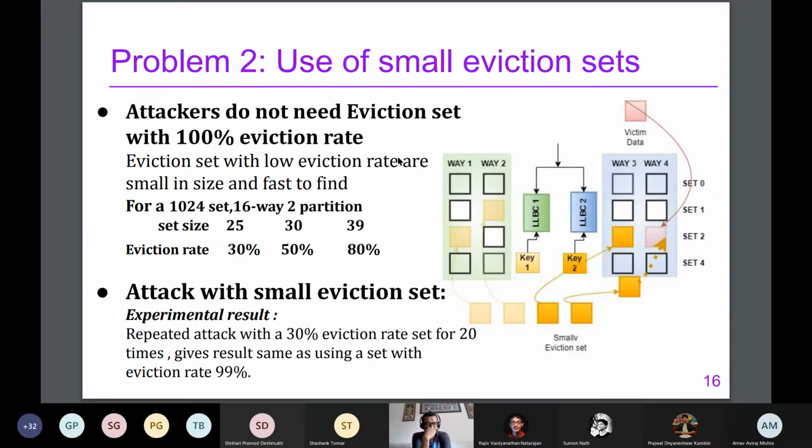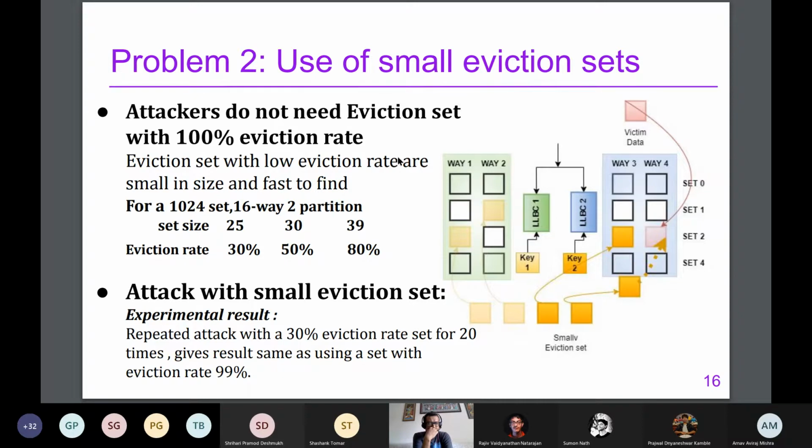kick out the victim from its cache block, and here are some results on a test setup of 1024 sets with 16 ways and two partitions, with a set size of 60. The paper apparently achieved a 30% eviction rate with a set size of 30, and you can see there is a linear growth in that. So we can assume that with a larger set size, we can achieve a higher eviction rate.